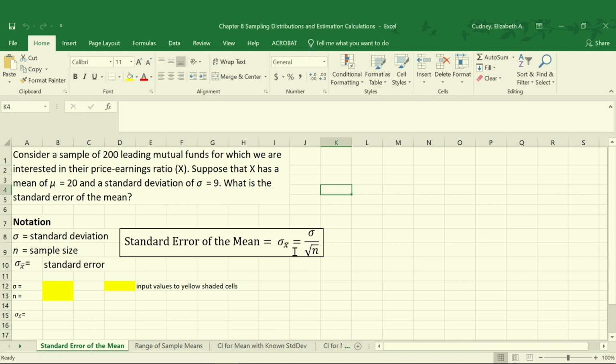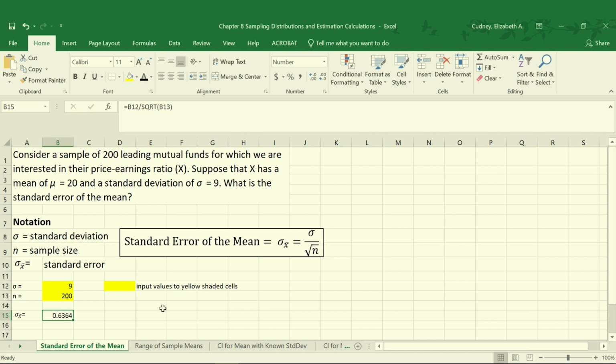To do that, we're going to take our standard deviation and divide by the square root of n. From this problem, we know that our sigma value is 9 and our sample size is 200, since we're looking at 200 leading mutual funds. Our standard error of the mean then is calculated by taking our standard deviation from cell B12 and dividing that by the square root of our sample size, which is in cell B13. So in this case, we get a standard error of the mean value of 0.6364.